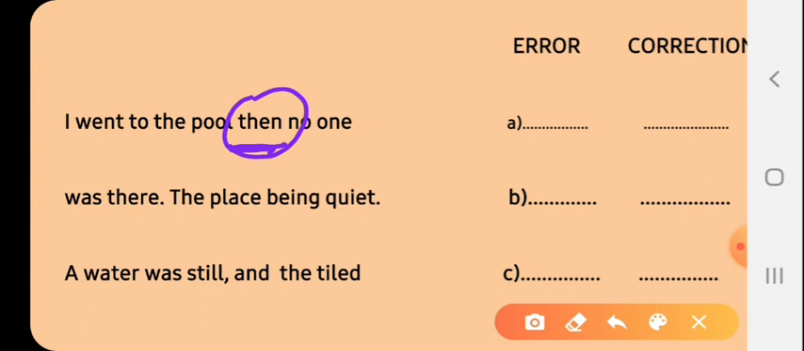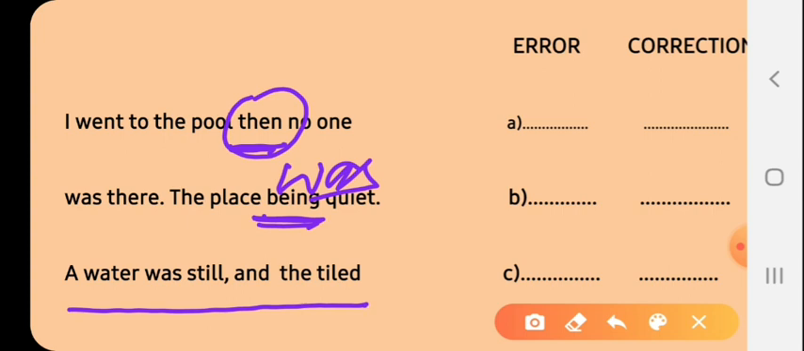The place being quiet. Being is wrong here. The place was quiet. How was the place? The place was quiet. A water was still and the tiled. A water. Before water and such words which are unique in the world, we use the, not a. So the water was still. What is the correction here? The in place of a.